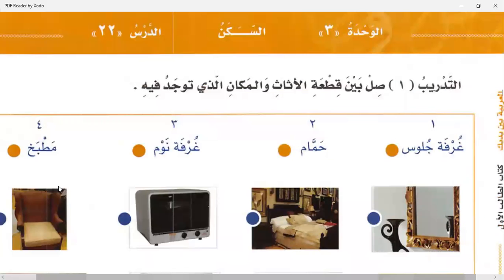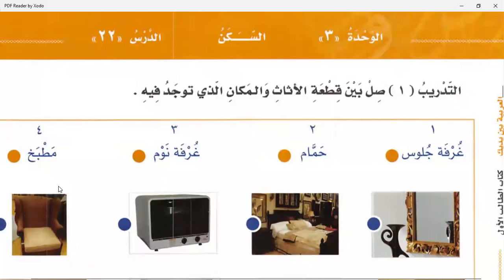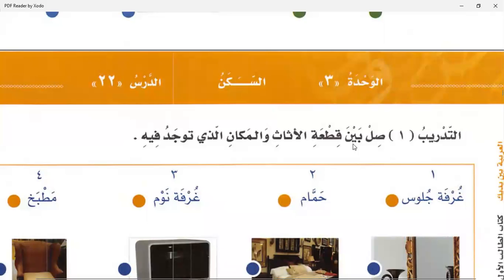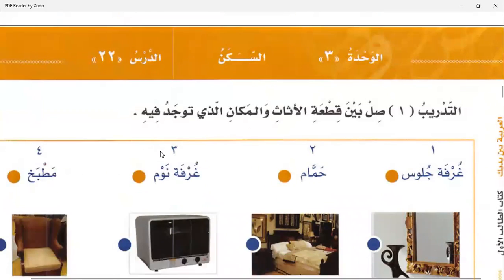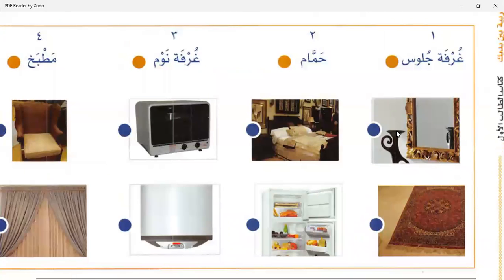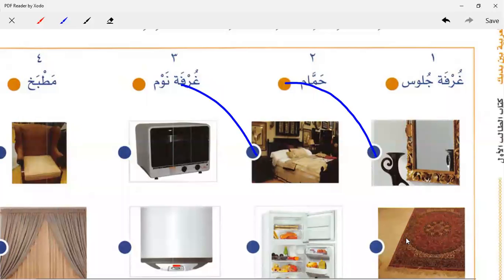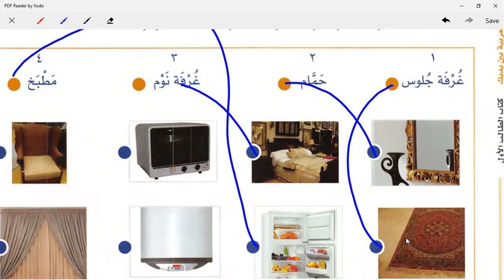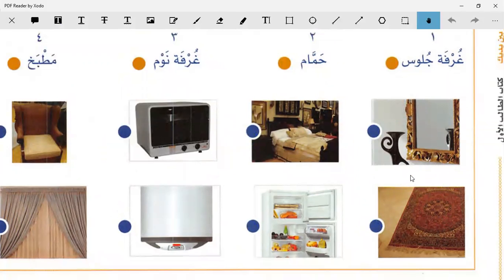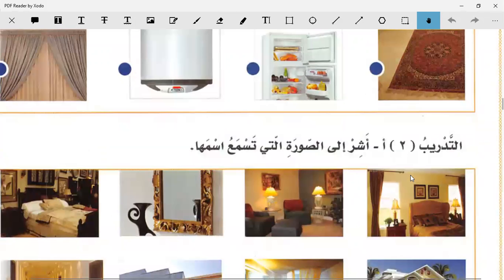Next we have tadrib al-awwal: connect between the piece of furniture and the place where you find it. For example, you find the mirror in the bathroom, so you will join the mirror with hammam. You find the bed in ghurfatun naum, the rug in ghurfatun julus, and the refrigerator in matbakh. In this way, you will join these pictures with their appropriate place. This is also your homework, and you will upload it to Google Classroom.